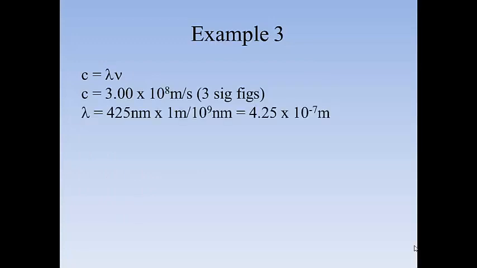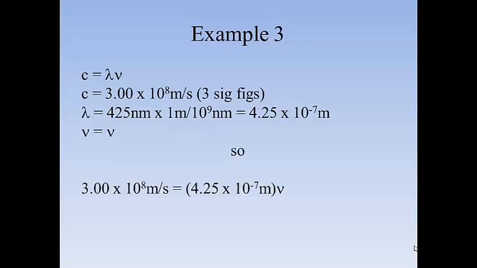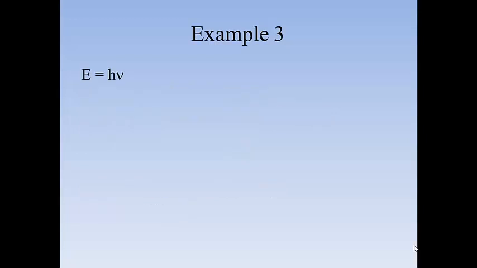We know that lambda is 425 nanometers, but we can convert that to 4.25 times 10 to the minus 7th meters. Frequency is still equal to frequency, but now we know 2 out of the 3 variables for this equation. So you set this equation up, solve it for nu, and you get a frequency of 7.06 times 10 to the 14th per second. Let's go back to E equals h nu.